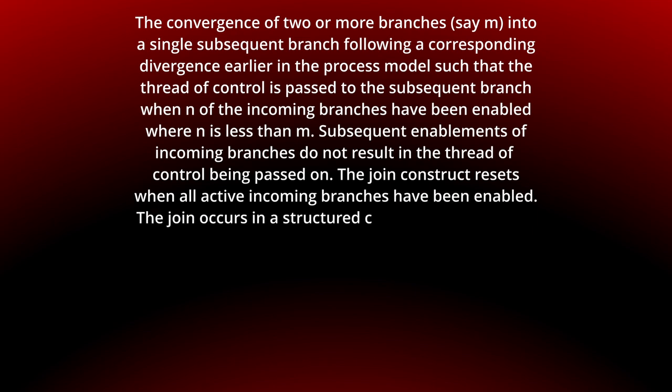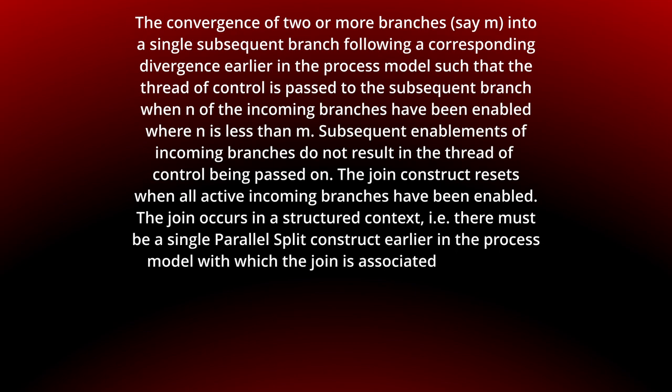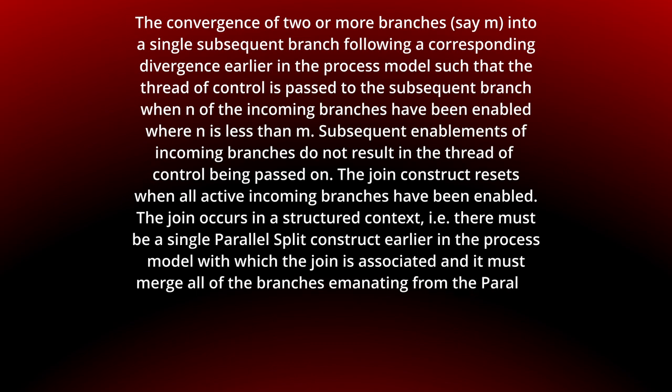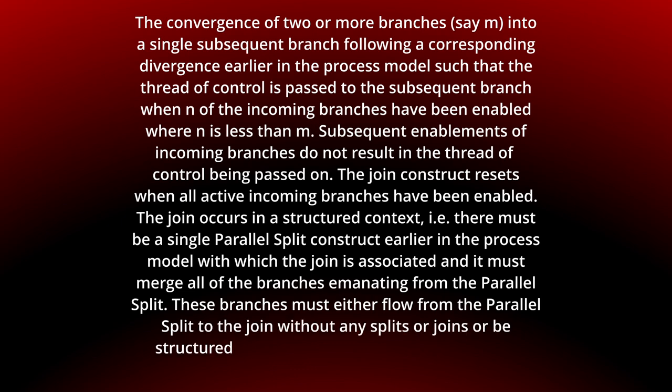The join occurs in a structured context, that is, there must be a single parallel split construct early in the process model with which the join is associated, and it must merge all of the branches emanating from the parallel split. These branches must either follow from the parallel split to the join without any splits or joins, or be structured in form, that is, balanced splits and joins.